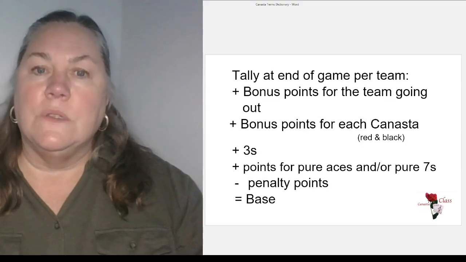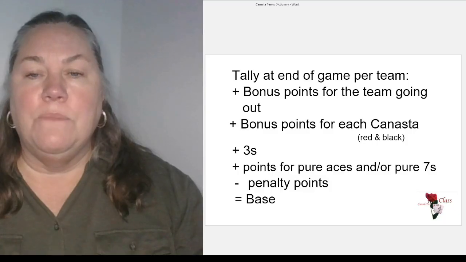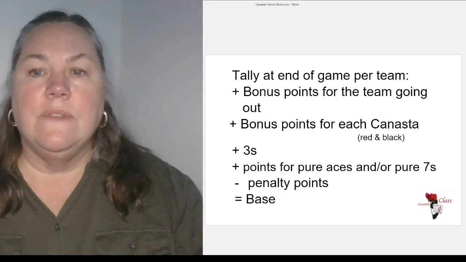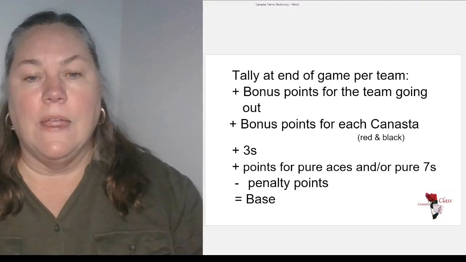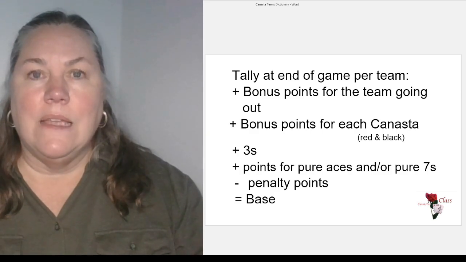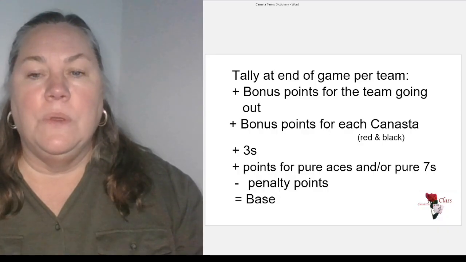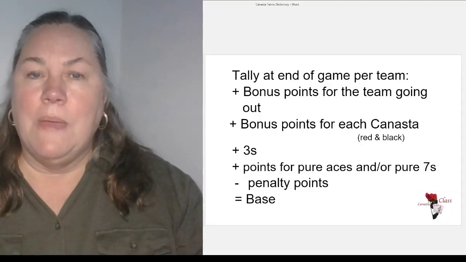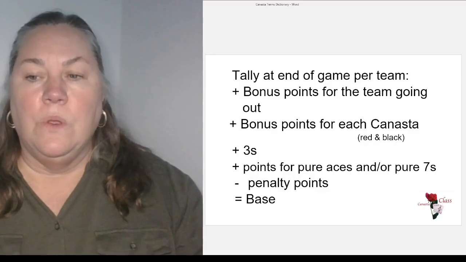Base. This is part of scoring. It's tally at the end of the game per team. Your base consists of bonus points for the team who went out, bonus points for each of the canastas, both red and black. Remember, red's 500, black is 3. Your threes will be tallied based on the color. And you'll also add points if you have pure aces and pure 7s, or if you have any penalty points if you didn't complete them. This will equal your base.